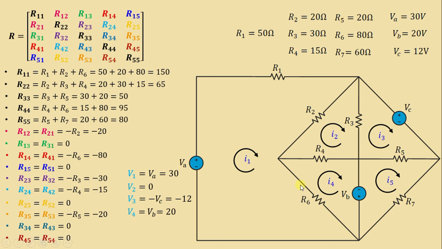Let's go to mesh 4. We have only the independent voltage source VB, and if we go in the clockwise direction, we have a voltage rise. That's why we have plus VB, which is equal to 0. Let's move on to the last one. In mesh 5, we have only the independent voltage source VB. If we go in the clockwise direction, we have a voltage drop. That means V5 is equal to negative VB, which is equal to negative 20.